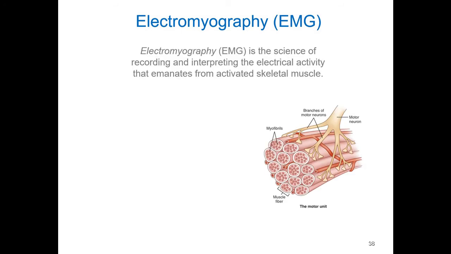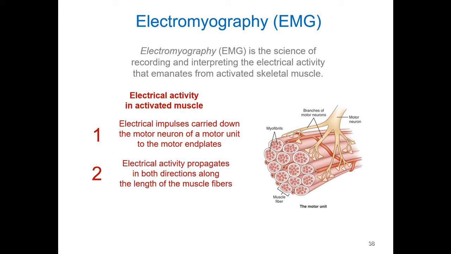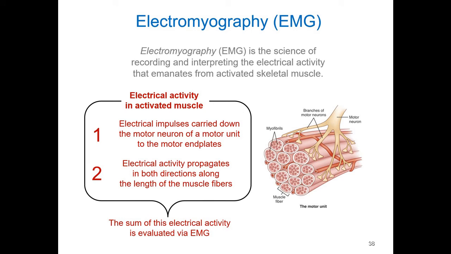For the final part of this lecture, I would like to talk about electromyography. Electromyography, or EMG, is the science of recording and interpreting the electrical activity that emanates from activated skeletal muscle. In activated skeletal muscle, electrical impulses are carried down the alpha motor neurons of a motor unit to the motor end plates. Activity then propagates in both directions along the length of muscle fibers. The sum of all of this electrical activity is evaluated via EMG.